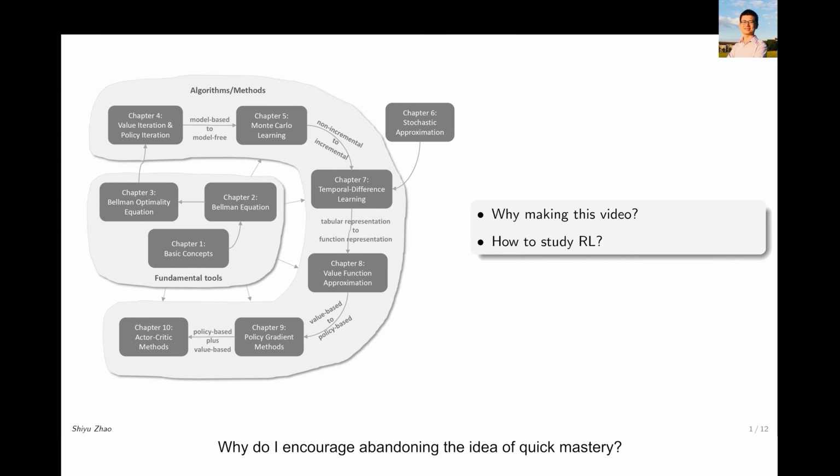Why do I encourage abandoning the idea of quick mastery? It's because the principles of reinforcement learning are characterized by two significant aspects: mathematical and systematic. If we wish to deeply understand some algorithms, intuitively explaining what an algorithm does will not suffice. Your understanding may remain superficial. However, once you grasp the mathematics behind it, what the math equation is actually doing, you will find that you can explain the algorithm comprehensively without any blind spots.